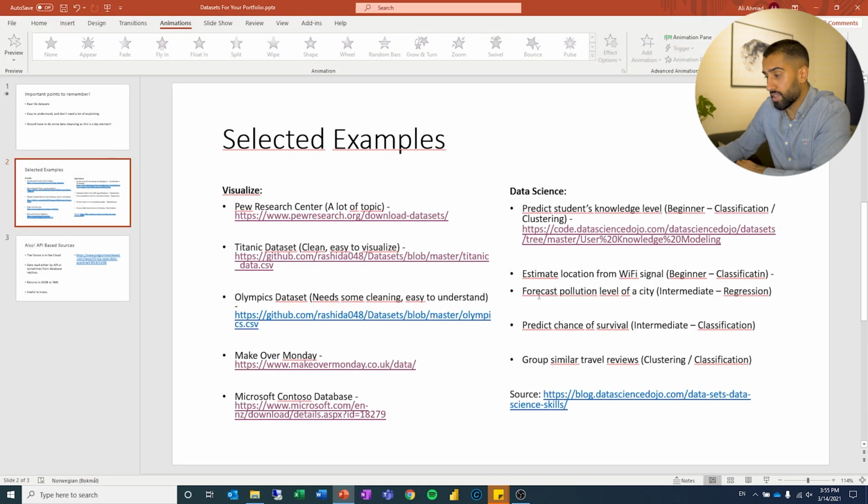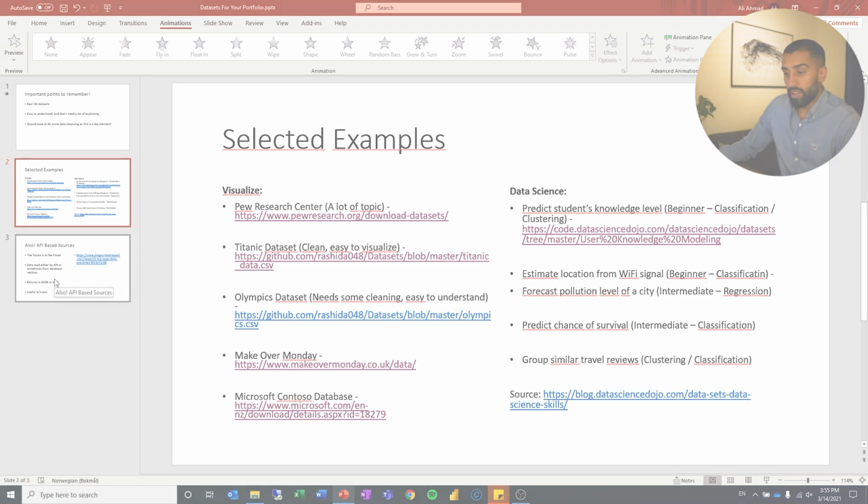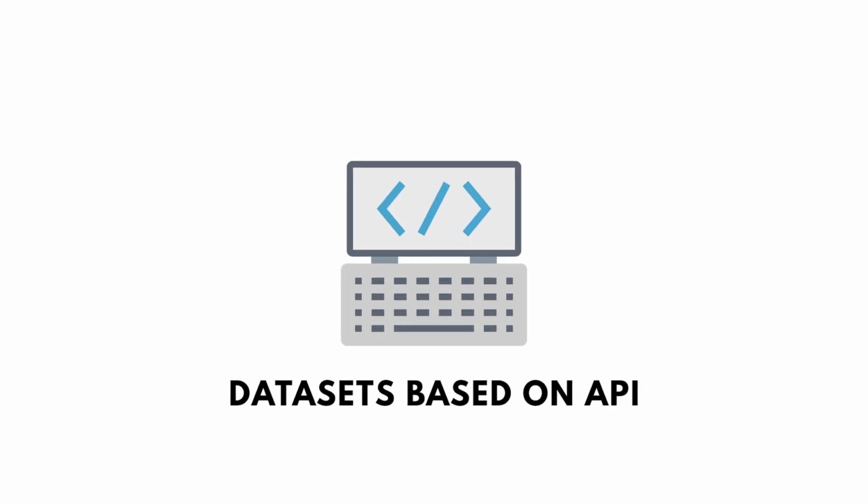I just picked out the ones which I thought were interesting. Predict students' knowledge, estimate location from Wi-Fi signal, forecast pollution level of a city, predict chance of survival, and group similar traveler reviews. So they have different skill set categories, and also different purposes. I thought that was really cool, and I'll add the link to the blog page where those different data science data sets are.